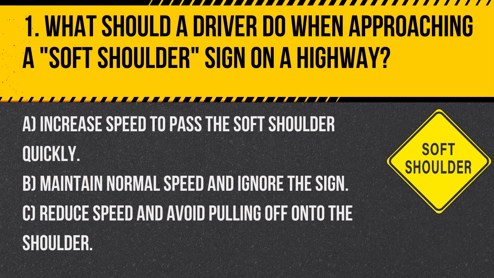Question 1. What should a driver do when approaching a soft shoulder sign on a highway? A. Increase speed to pass the soft shoulder quickly. B. Maintain normal speed and ignore the sign. C. Reduce speed and avoid pulling off onto the shoulder.